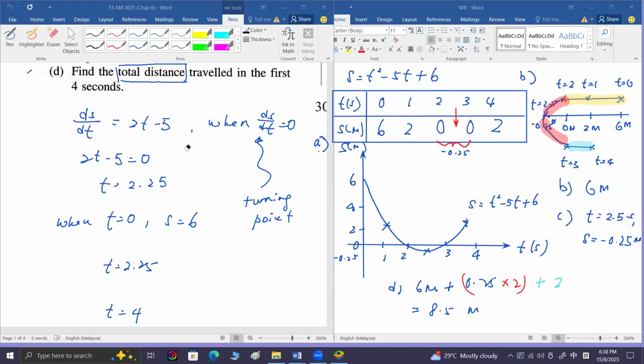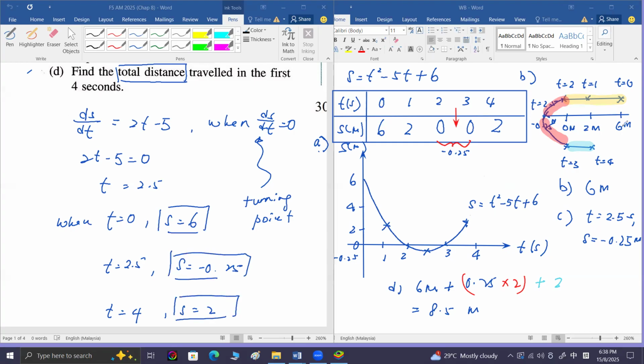2t minus 5. Wait, I made one mistake here. I'm sorry, 5 over 2 is 2.5, yeah? Sorry, 2.5. At 2.5, your s is negative 0.25. At t is 4, s is 2. This means, class, you find these three only, enough for you to get the value here. Okay, now you see how I do?